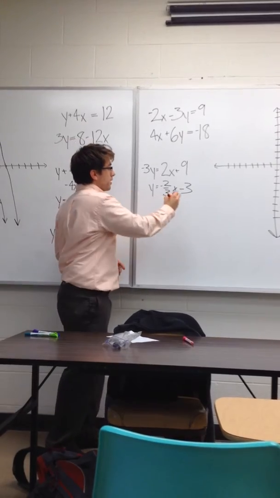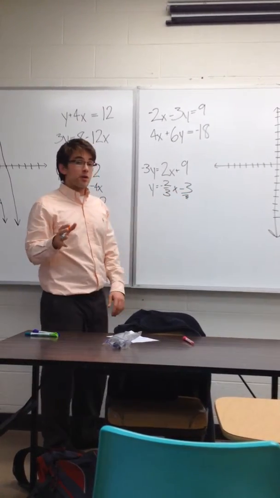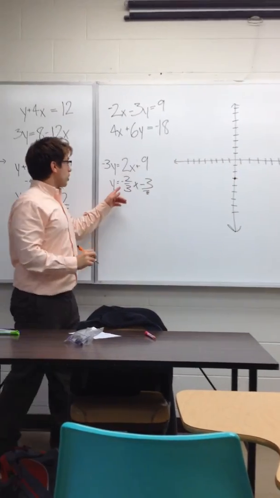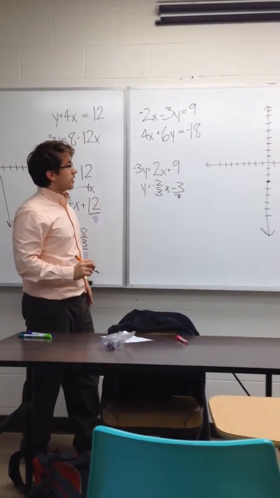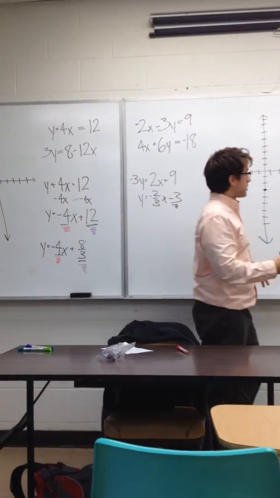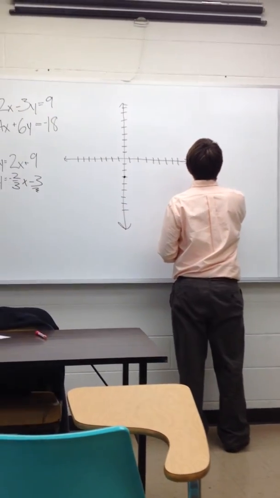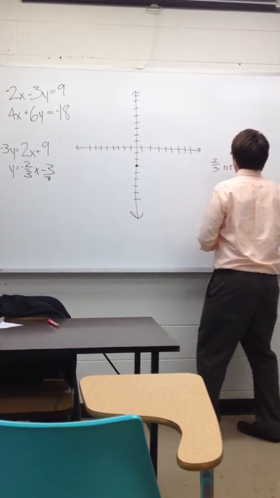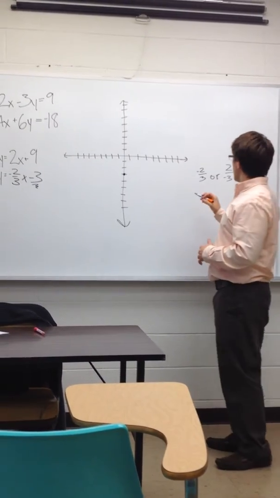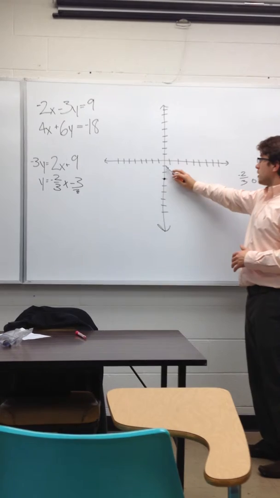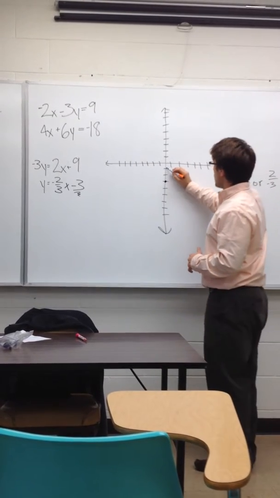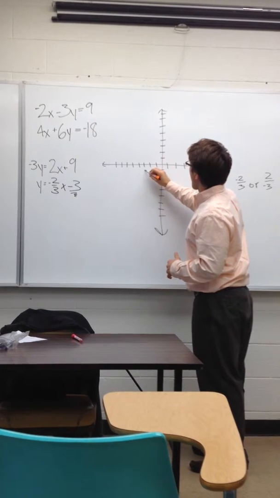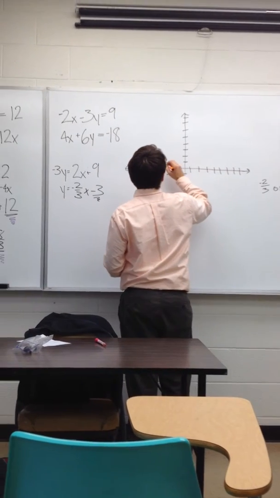So the negative 3 is all by itself, so that is going to be your y-intercept. So y is negative 3. And then our slope is negative 2 over 3. So that can be treated as negative 2 over 3 or 2 over negative 3. So we're going to go up 2 and to the right 3. So up 2 to the left 3.